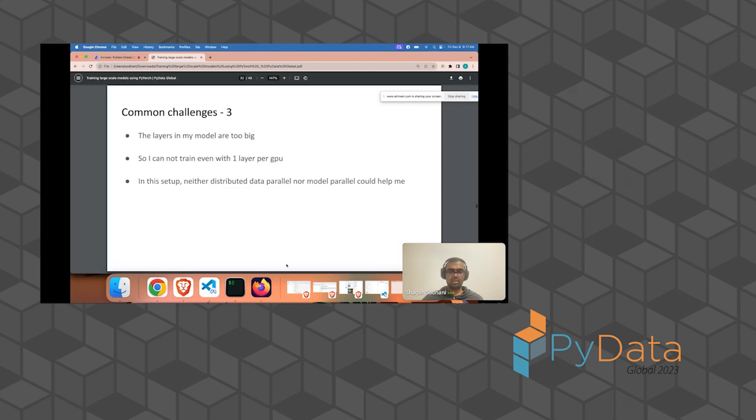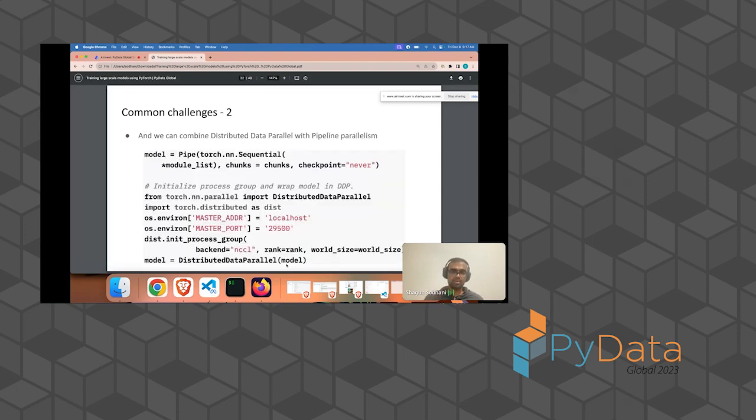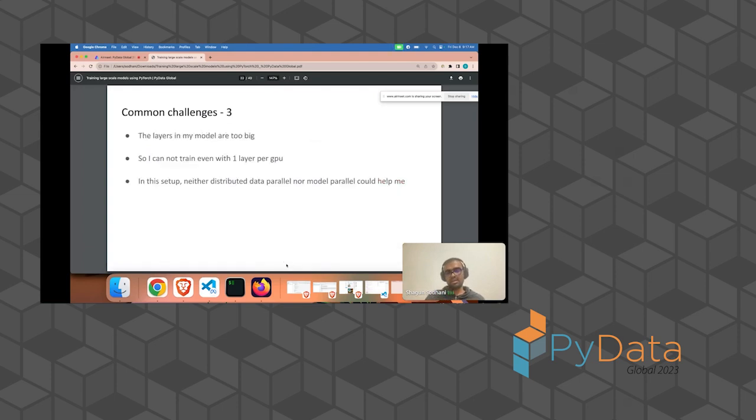Now obviously fixing this challenge also assumes that you have enough GPUs and you can do these things. A third axis of challenge is my layers are so big that I cannot put one layer on a GPU. So again, focus on the axis in which we are going. So we said we have a model that fits on a GPU, but the data set is too big, distributed data parallel. Then we said the model is too big. So we said, okay, let's put one layer on a machine and then do training through it.